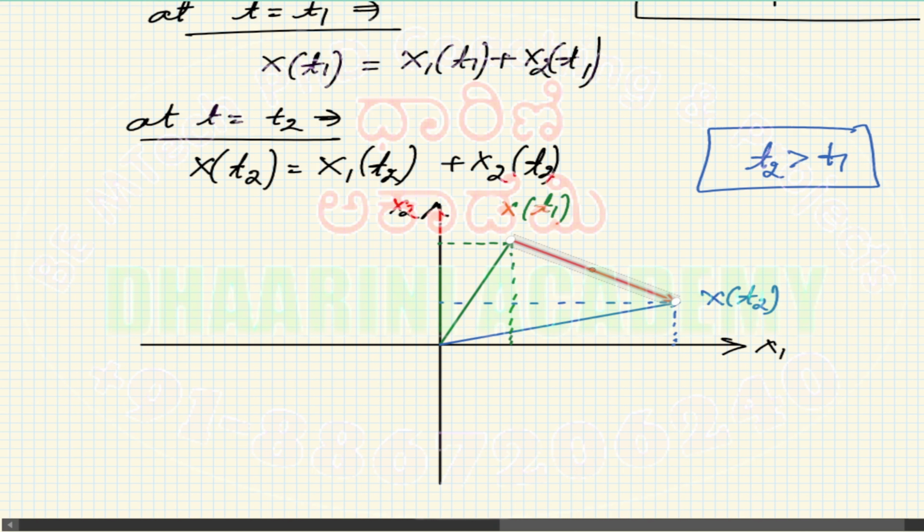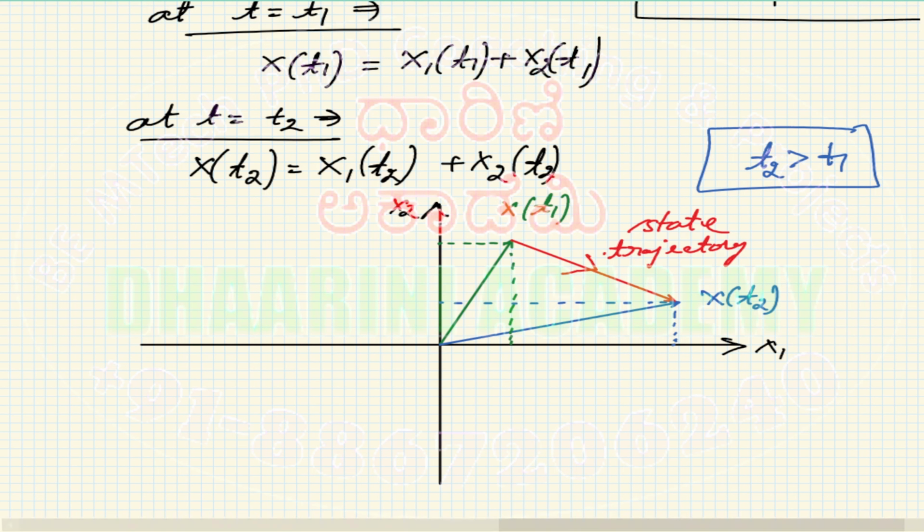Okay, so this actually is what is called the state trajectory. These are the words we need at a later stage. So this is called the trajectory, or general state trajectory. So x of t1 can be considered as the initial state, and x of t2 is the final state under this condition, because they are calculated at t1 and t2. Okay, all right. So we try to define a few of the terms now.